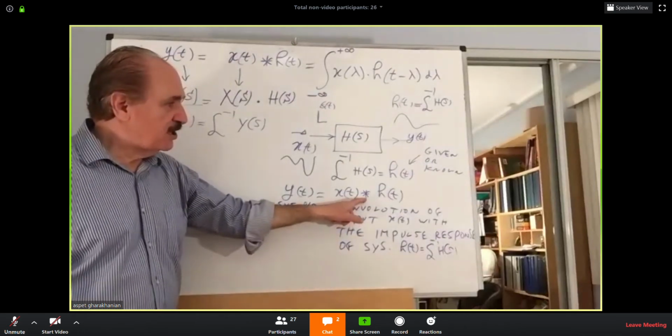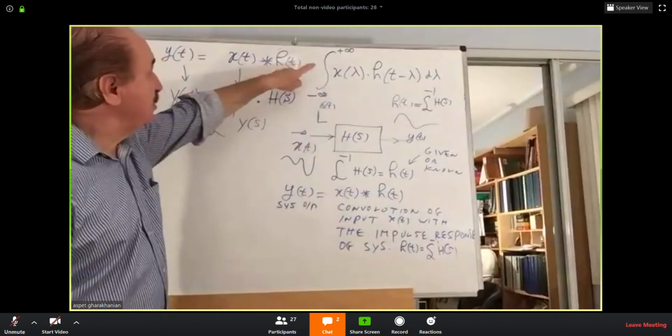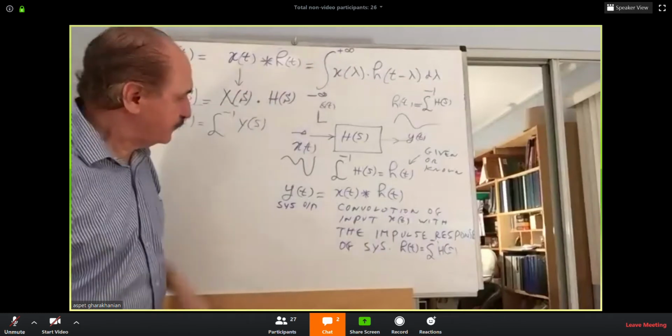So this statement gives it a physical meaning. Remember, this star is not multiplication, it's convolution. It speaks for the integral. That sign speaks for this operation.